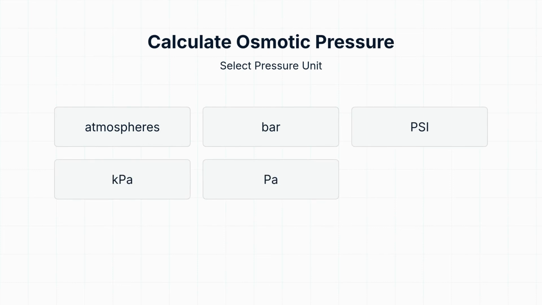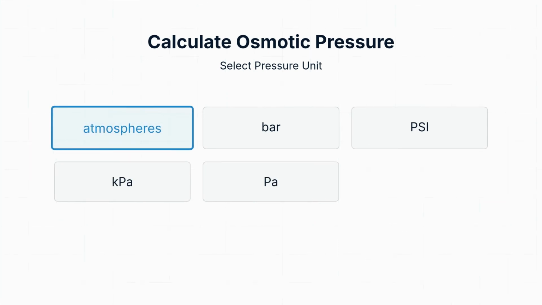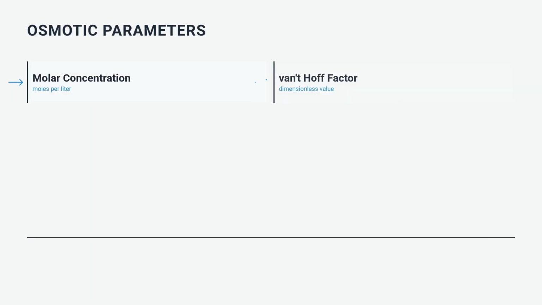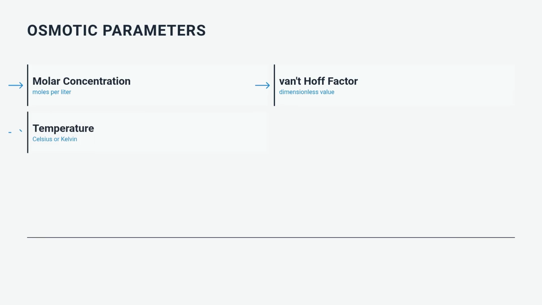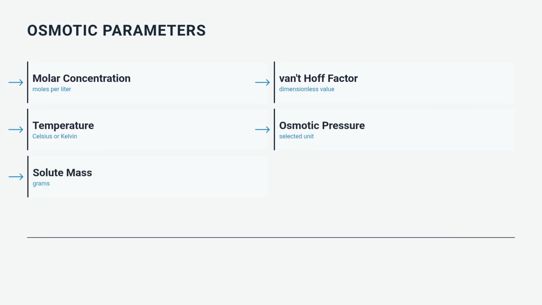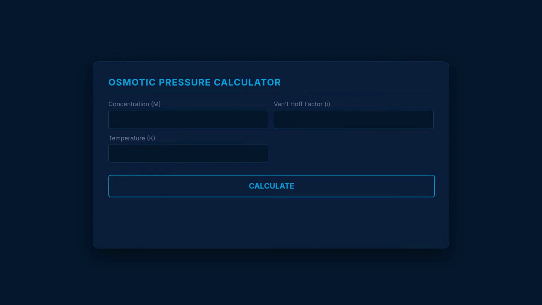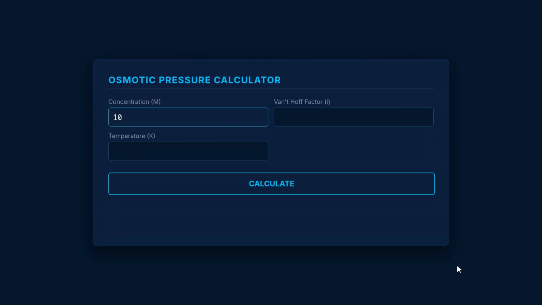Next, choose your pressure unit from atmospheres, bar, psi, kPa, or Pa. I'll use atmospheres. Then enter your molar concentration in moles per liter, Van't Hoff factor as a dimensionless value, temperature in Celsius or Kelvin, osmotic pressure in your selected unit, solute mass in grams, solution volume in liters, membrane efficiency as a percentage, and safety factor. For our example, I've entered 10 for all primary inputs.